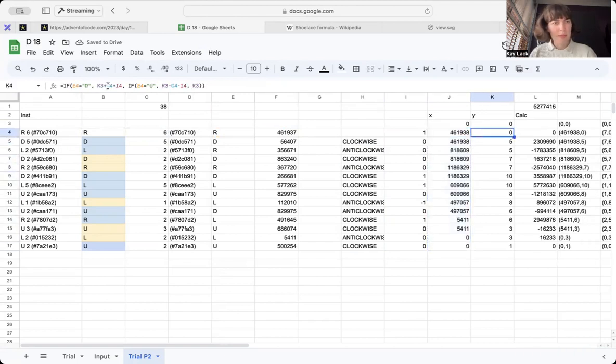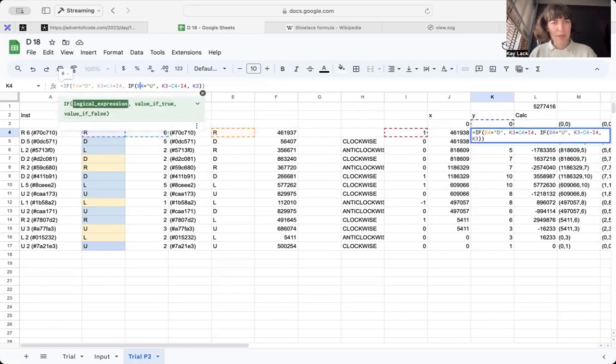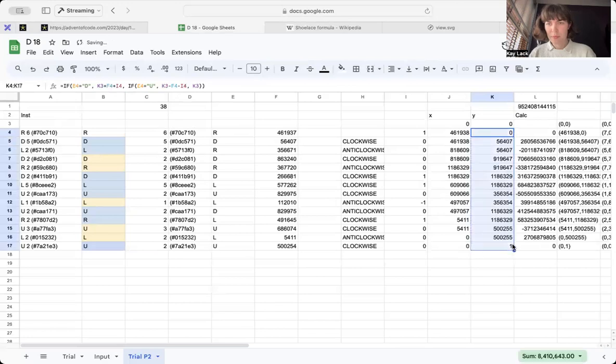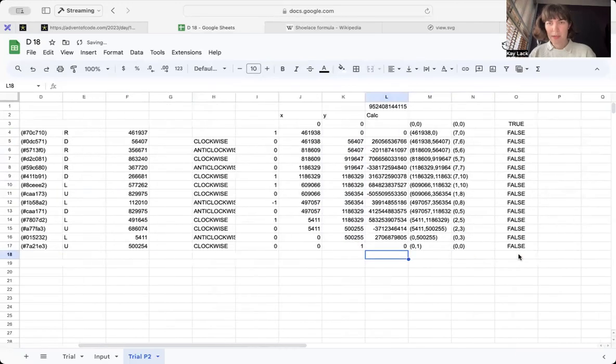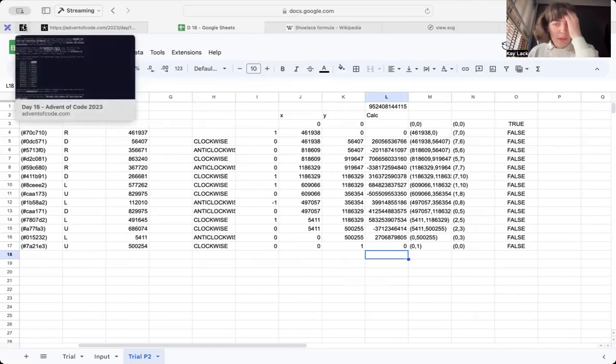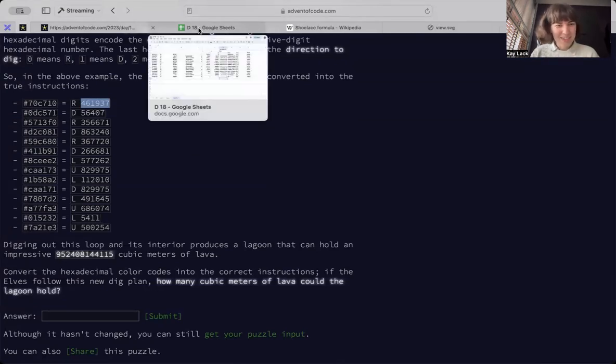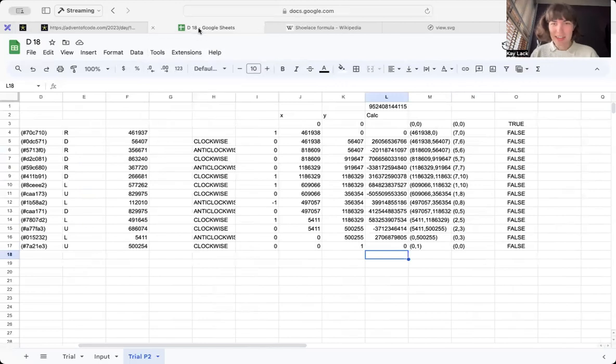And then here, it's the same transformation. F, F. Okay, and calculated output is something ending in 115. Oh, it looks good. It looks good. Okay, good. Great.